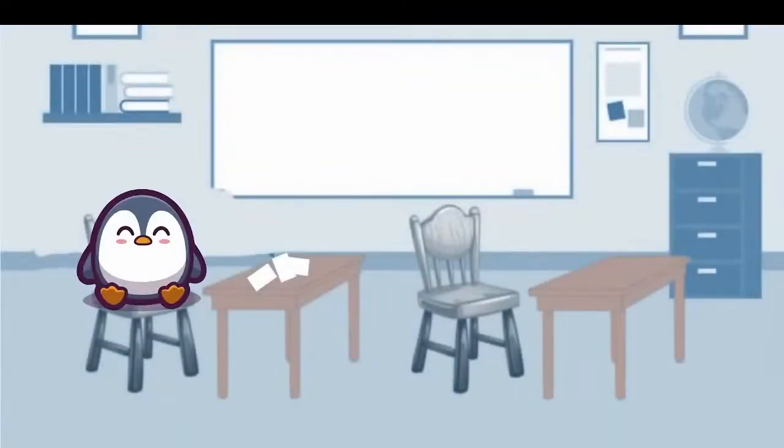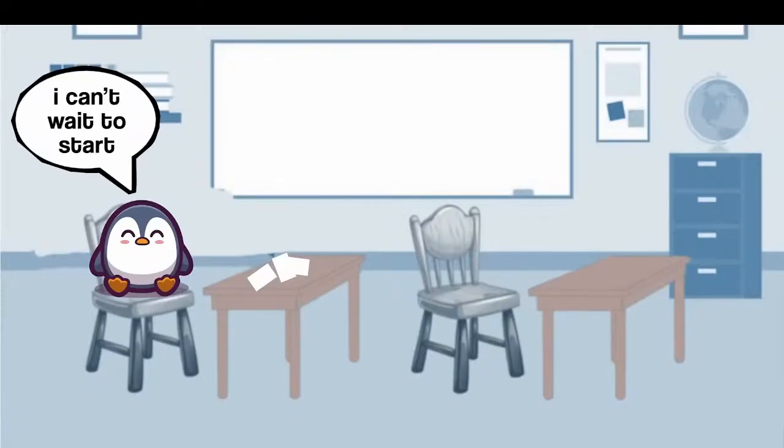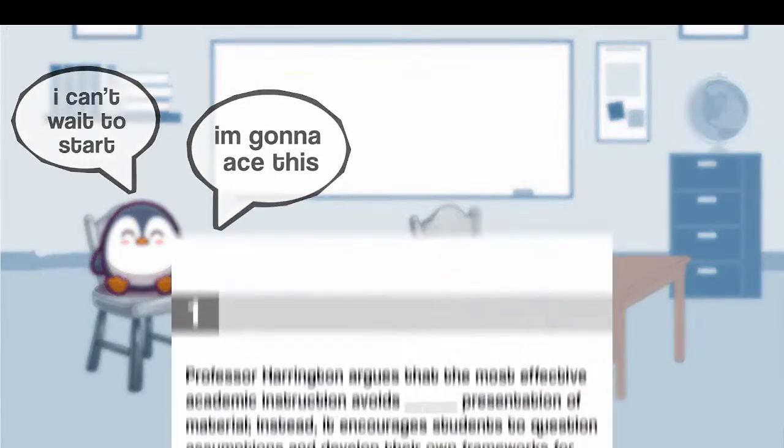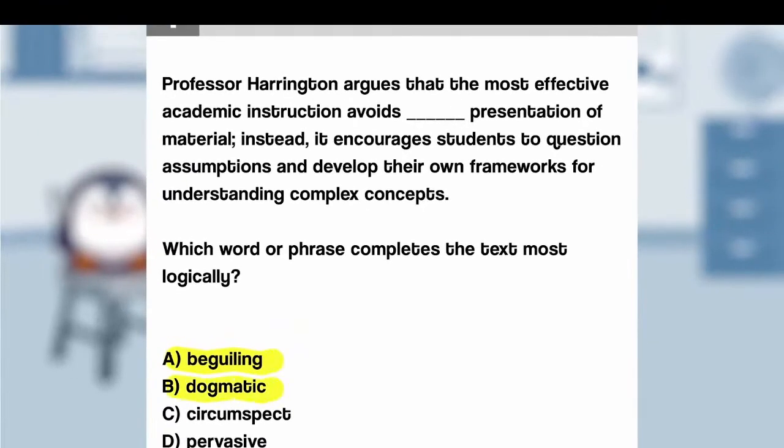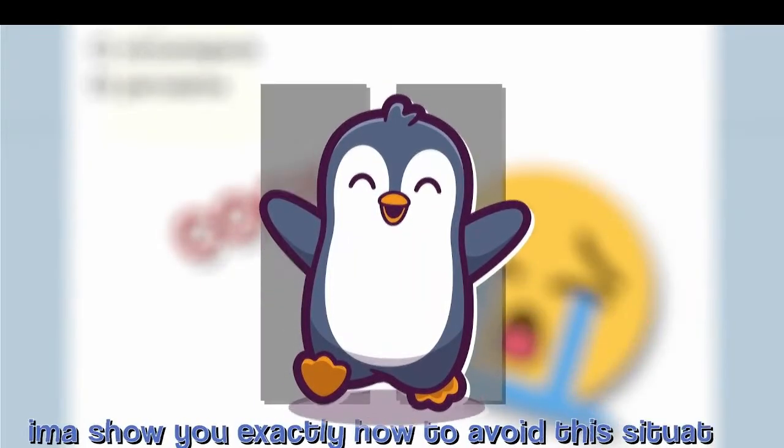Imagine you're taking the official SAT. You're sitting in a classroom, feeling confident about your prep, and then these words show up on a vocab question. Beguiling, dogmatic, circumspect, pervasive. I'm cooked, is what you might be thinking, but I'm going to show you exactly how to avoid the situation and never miss an SAT vocab question again.